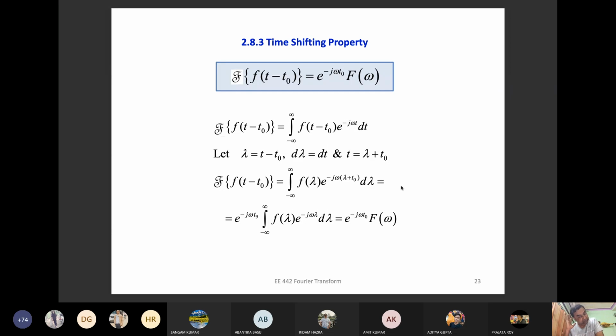Any question from this? Just remember the definition and apply your integration rules. That's all. You have to do simple integrations, nothing more than that. Any questions from this? Okay.